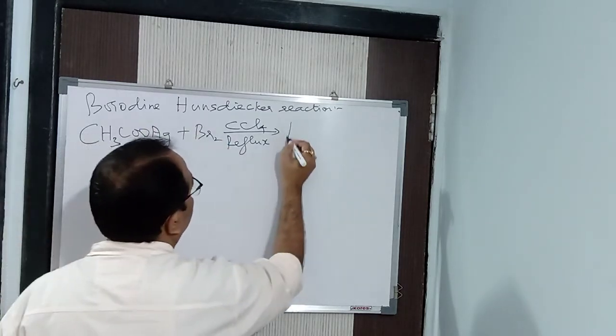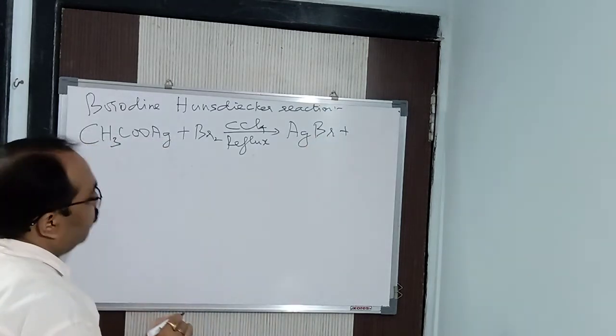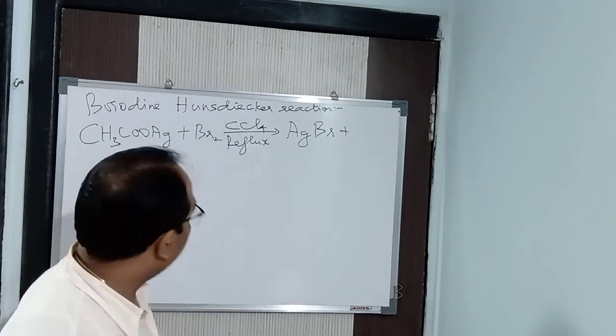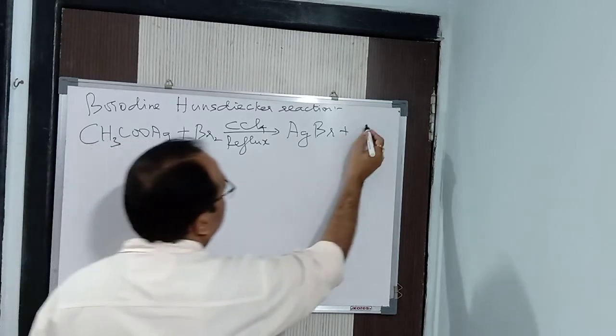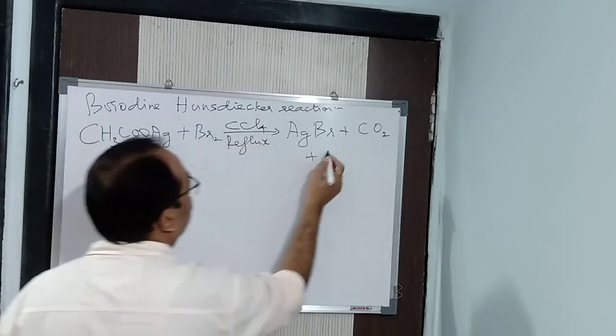What is it going to form? It is going to form AgBr first of all, plus carbon dioxide will be released. How carbon dioxide? Because when the Ag goes, CO2 is set free. So carbon dioxide is released. What is being left after that? CH3 and 1 Br.